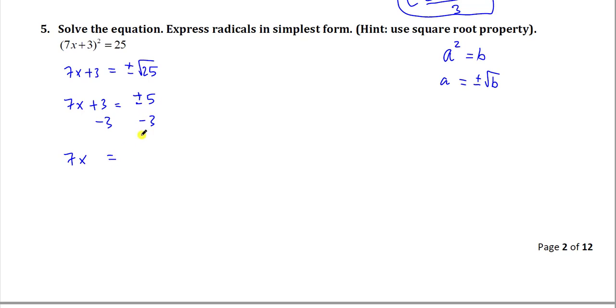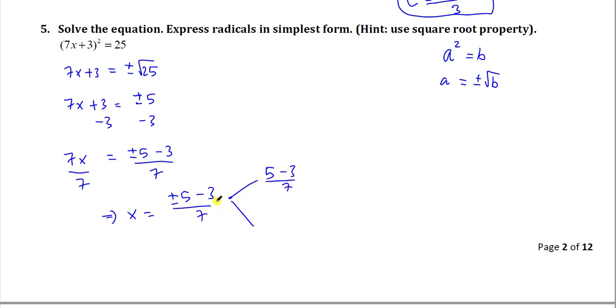So 7x equals plus or minus 5 minus 3. So don't mess up with plus and minus. Make sure you have minus 3 after plus or minus 5. And now to solve for x we just divide by 7 on both sides. So we should get x equals plus or minus 5 minus 3 divided by 7. That means I have two different answers. The first one, I take the plus, which is 5 minus 3 divided by 7. The second answer, I take the minus, which is minus 5 minus 3 divided by 7. 5 minus 3, that is 2, so 2 over 7. The other one is minus 5 minus 3, that is minus 8 divided by 7. And these are the two answers to this problem.